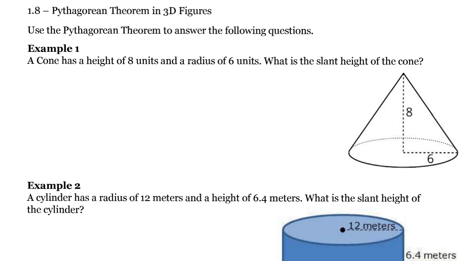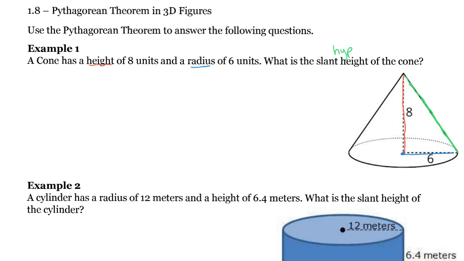Okay, so a cone has a height of 8 units and a radius of 6 units. So this is the height, the height from the middle of the cone to the top. The radius, remember, is from the middle of a circle to the outside. With the cone, the bottom is a circle. What is the slant height? The slant height is this. Or in this case, this will be your hypotenuse. So the slant height is the same thing as your hypotenuse, because it's a slant height of the cone.